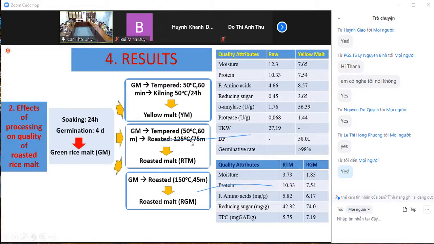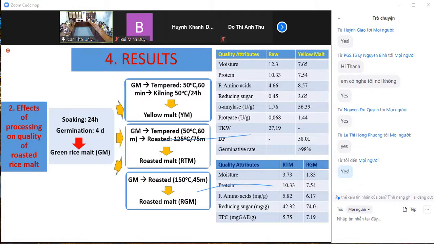So the green malt is dried at 125 Celsius degrees for 75 minutes. We obtain dried malt, and the other one from green malt is dried at 150 Celsius degrees for 45 minutes. We obtain the other dried malt.